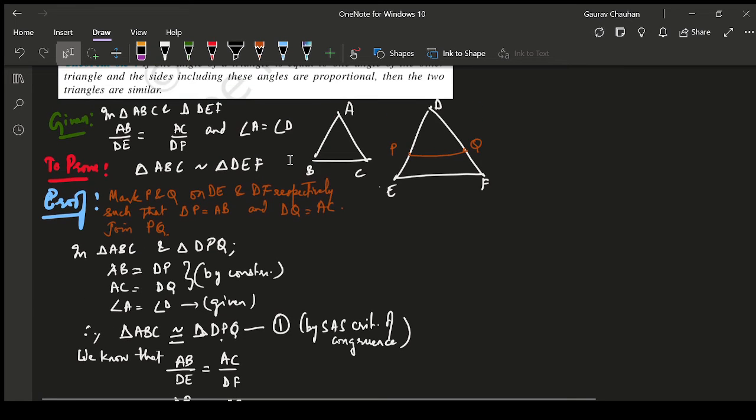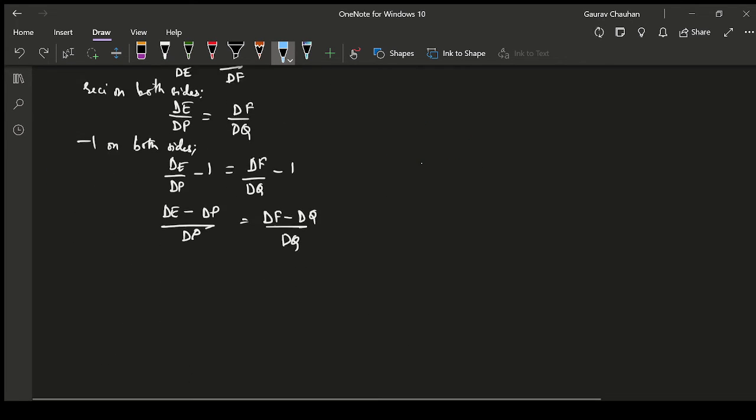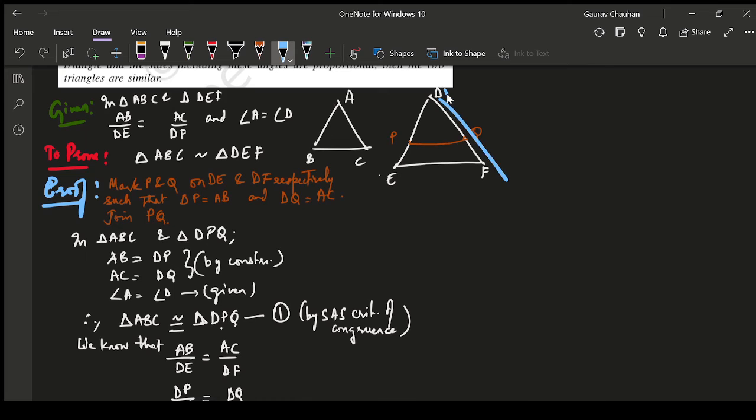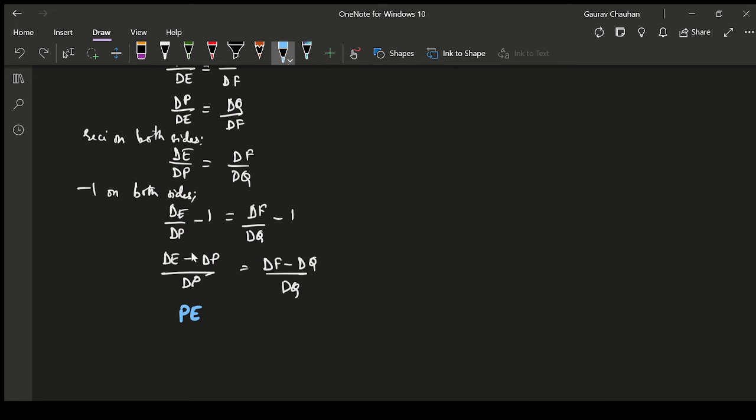dE minus dP, dE minus dP, that leaves me with PE. So this is PE. This is dF minus dQ. dF minus dQ leaves me with QF. So this is QF. Alright, this part is PE and this part is QF. So let me complete the equation properly. So PE by dP is equal to QF by dQ.